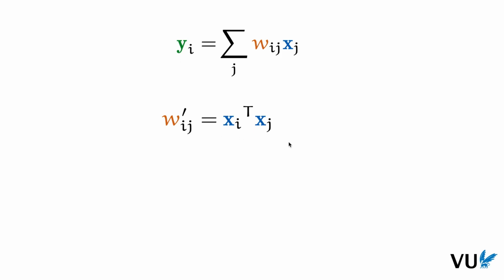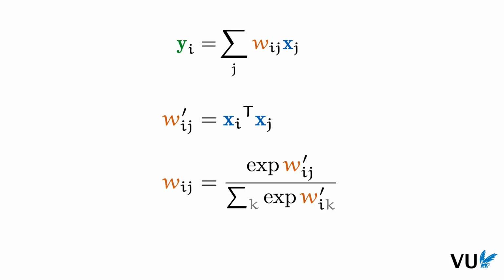Now, the more similar these two vectors are, the higher the weight, and we express this similarity with the dot product between the two vectors. Finally, to ensure that the weights are positive and sum to 1, we pass them through a softmax operation. The softmax is applied over all weights for the current output yi.